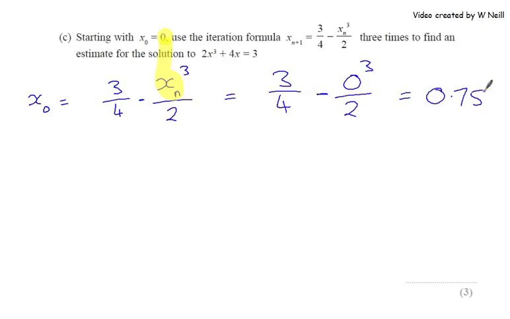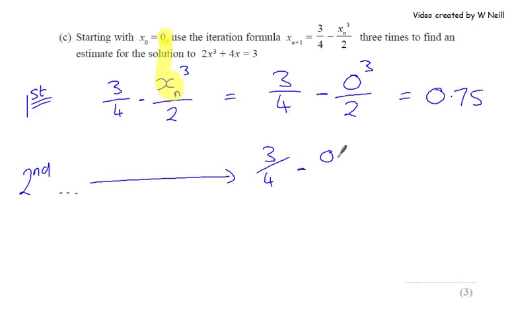Then I'm going to come down. So there's the first one. I've done it once. Then I'm going to do the second, and this time I'm going to take 3/4 minus 0.75 over 2. So I'm going to take my answer from the first part and substitute it in there.